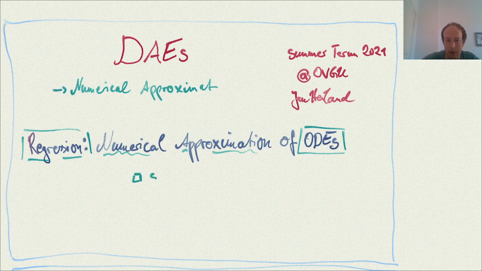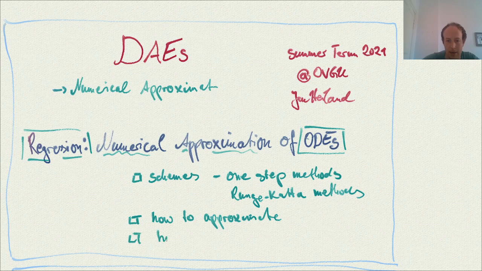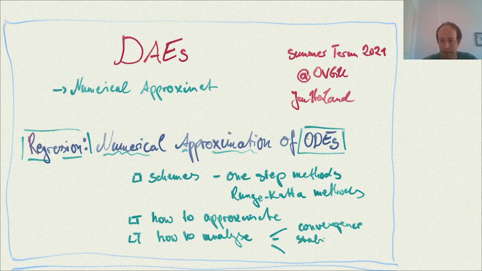And today we will learn about schemes, basically so-called one-step methods, and most notably these very famous Runge-Kutta methods. And then there will be generally how to approximate: what is the idea and the principle behind it, and how to analyze. And here what will be important: convergence, stability, and consistency. All right, that's the setting for today.